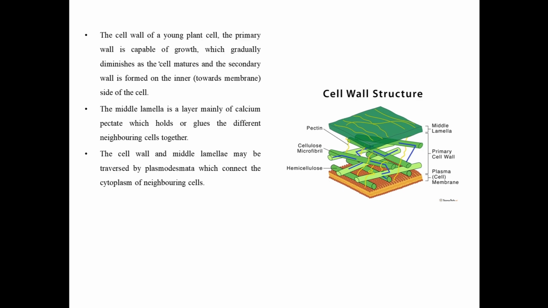The cell wall of a young plant, or the primary wall, is capable of growth, which gradually diminishes as the cell matures and the secondary wall is formed. The middle lamella, mainly composed of calcium pectate, glues the different neighboring cells together. The cell wall and the middle lamella may be traversed by plasmodesmata, which connect the cytoplasm of neighboring cells.